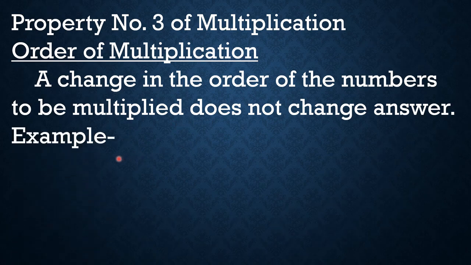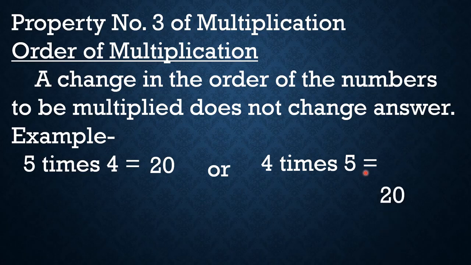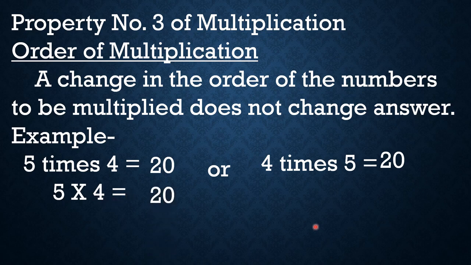Let's see here 5 times 4. So बेटा 5 times 4 means 20. Okay, or we can say 4 times 5. So here that is also equal to 20. Okay, so here how we can write it? 5 multiplied by 4. So 5 fours are 20, or 4 times 5 means 4 multiplied by 5. That is also equal to 20.